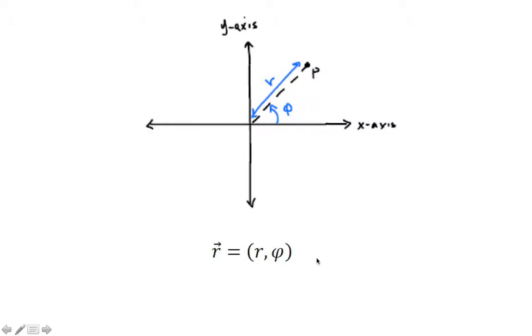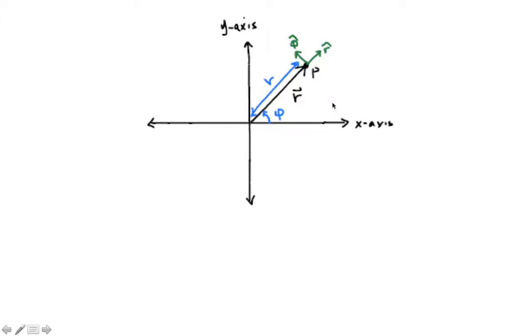The parenthetical notation for the displacement vector is easy. It's just going to be r, phi. Writing the displacement vector in terms of unit vectors is a lot more problematic. What we need to do is first define the directions for these unit vectors, r hat and phi hat, and then define the coordinates r and phi.